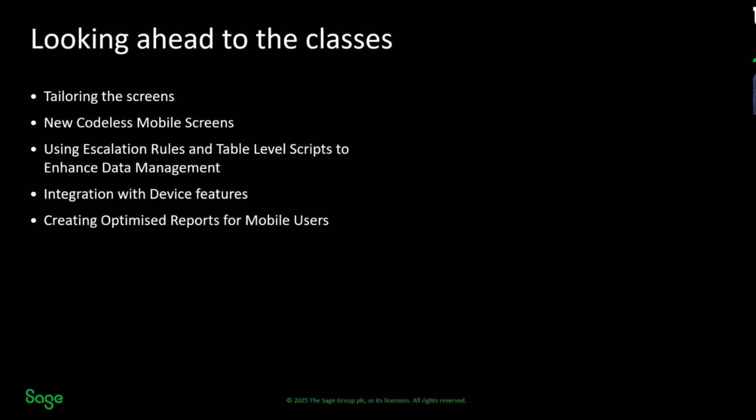Now, what I am going to cover is this idea of automation using the different tools that are available and how that interacts with a mobile device. That's the theme of today's lesson. So I will be touching on escalation rules, I will be touching on table level scripts, but I will actually be touching on quite a lot of other things because they set the groundwork for what we may want to do.